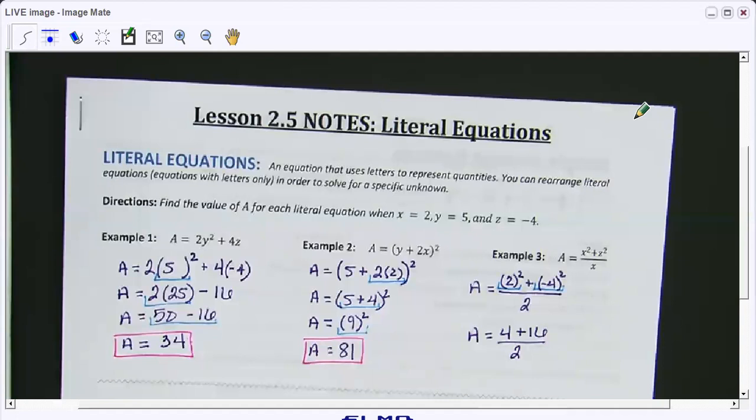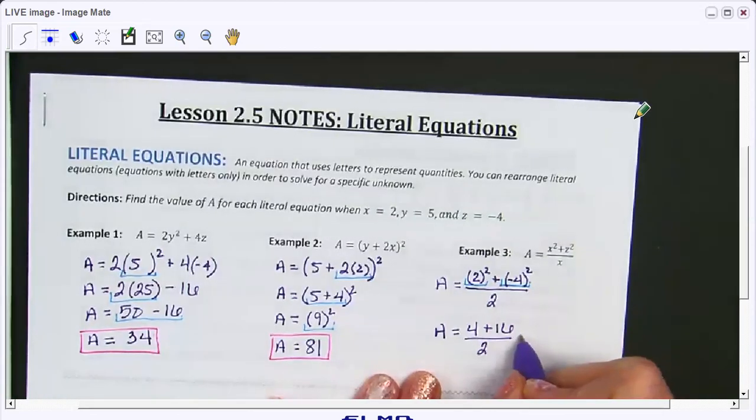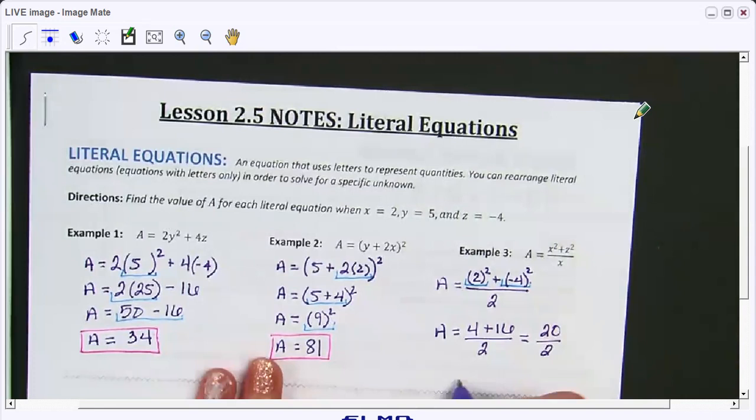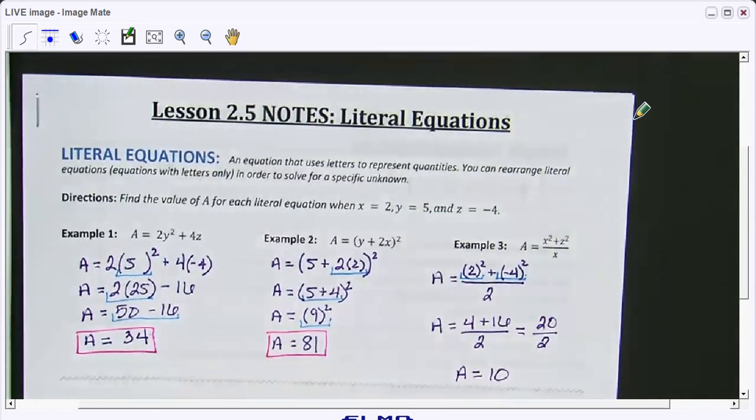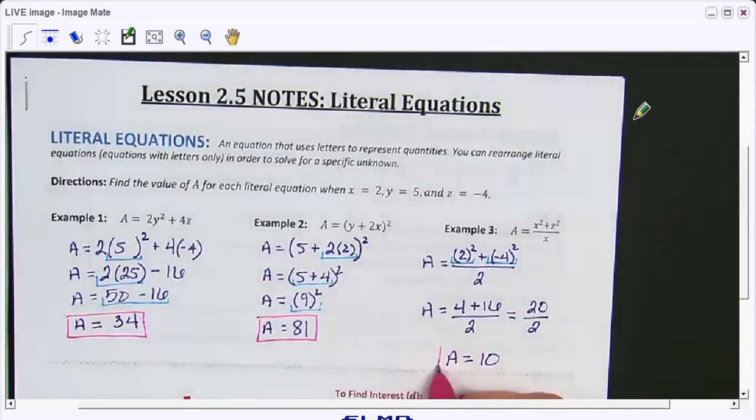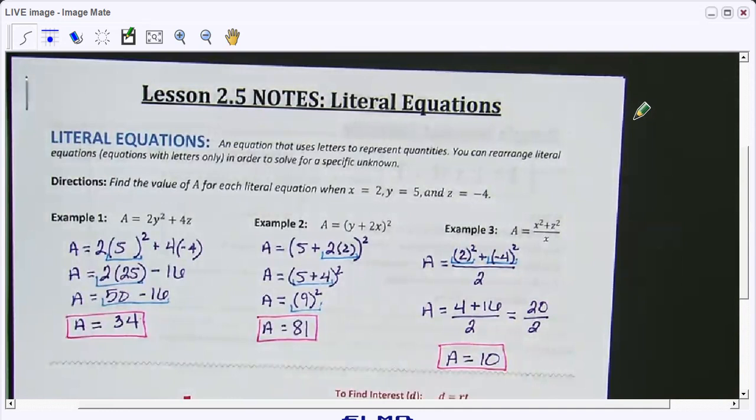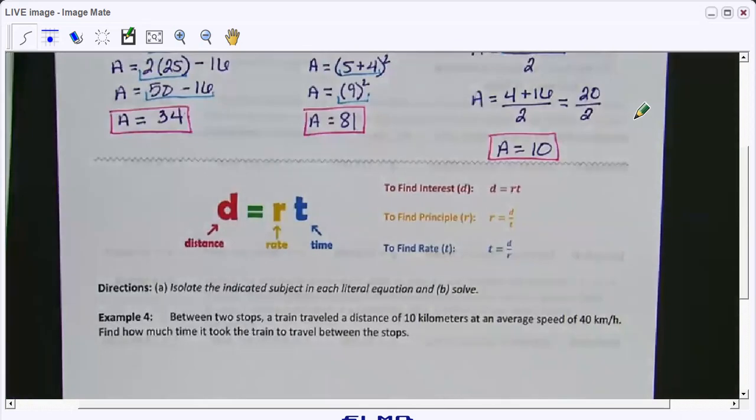Okay. Then I go ahead and add what's in the numerator. 16 plus 4 is 20 over 2. And then my final answer would be A equals 20 divided by 2, which is 10. Okay. So any questions about plugging values into equations and solving? All right, let's move on to the distance formula.